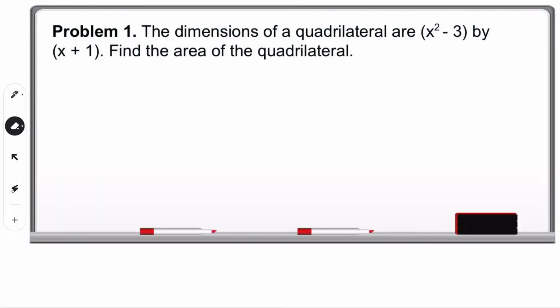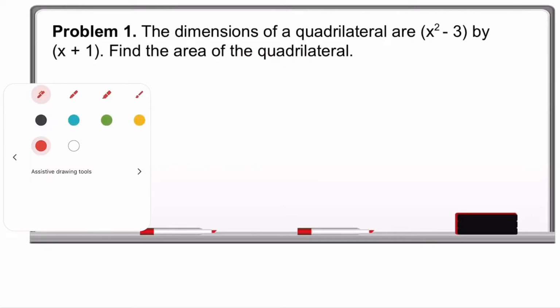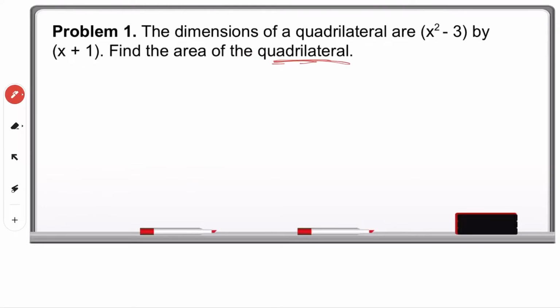Problem 1 reads, the dimensions of a quadrilateral are x squared minus 3 by x plus 1. Find the area of the quadrilateral. So we have a quadrilateral, and I see that we are given the dimensions. What I mean by dimensions is the measurement of the length and the width of the quadrilateral.